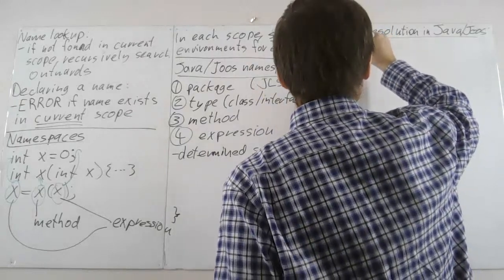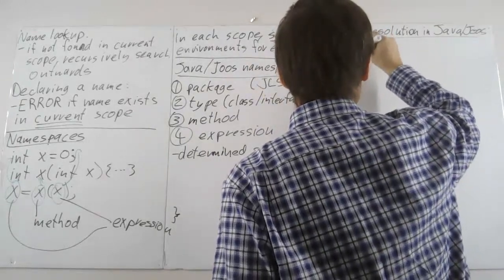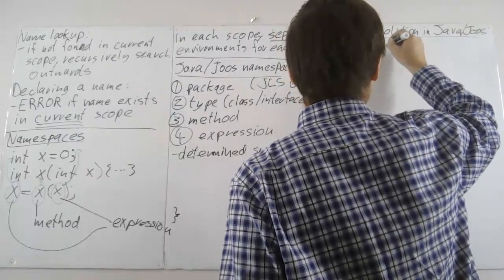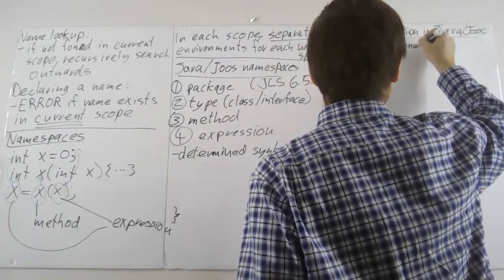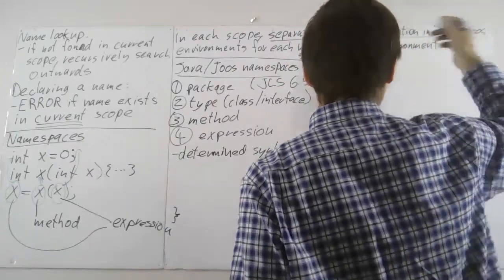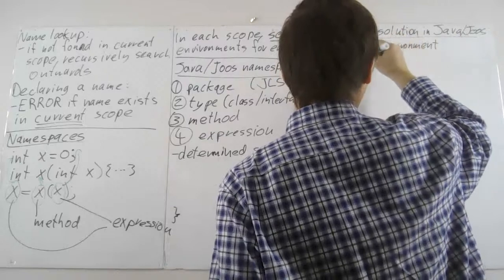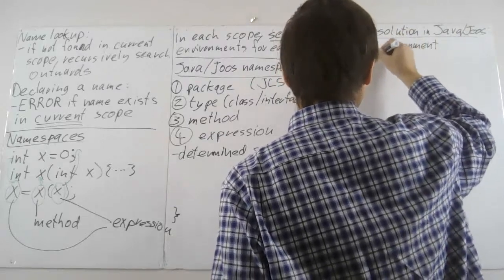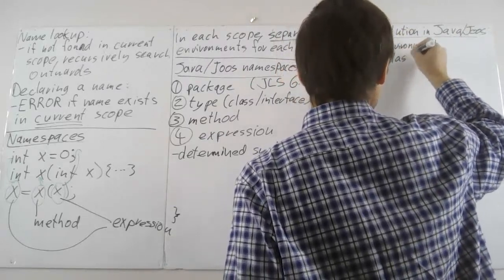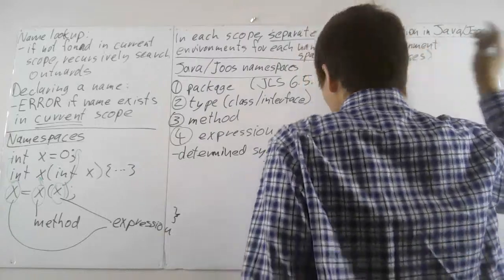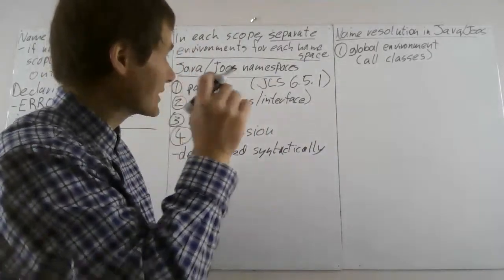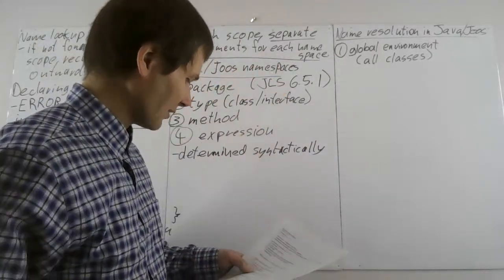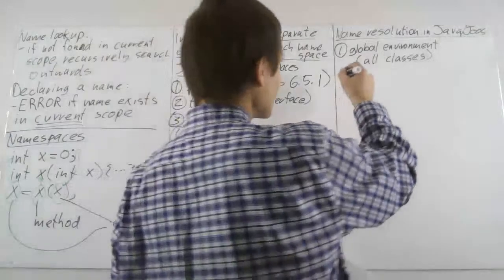So the first step is we're going to build a global environment. This is just the set of all classes. Basically we run through the program and we make a list of all the classes. So this step is actually easier than the others.